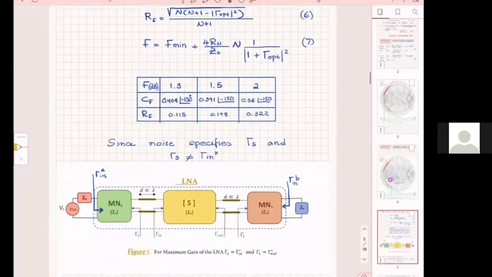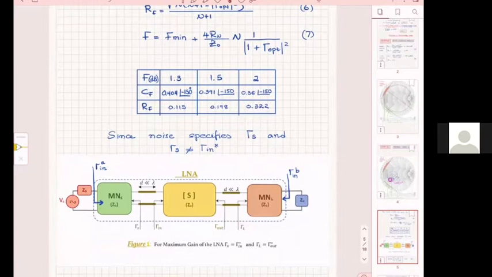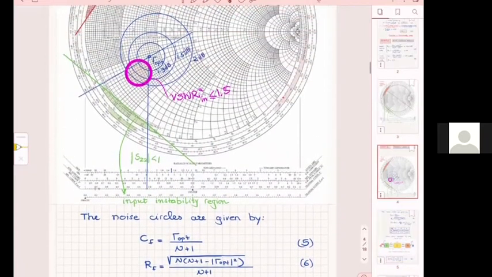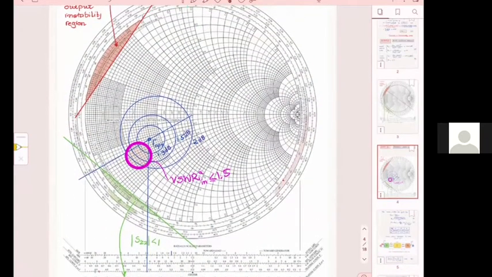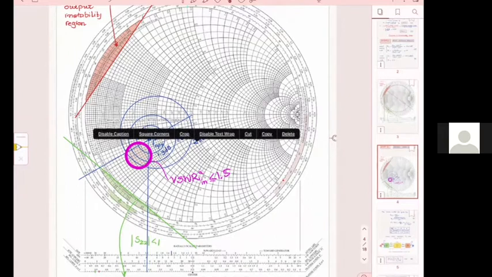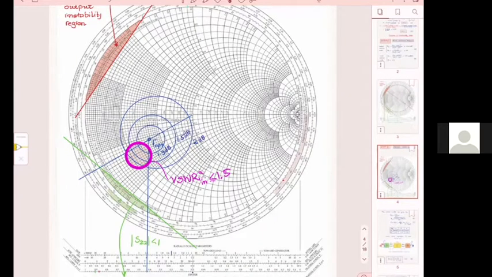Now I have those circles, and in fact, I put them here, the blue ones. You see I have the place for gamma optimum. You see the point, gamma optimum is here. It does not allow me to do that easily. So you see the gamma optimum point, and you see the circles: the smallest one is 1.3 dB, the other one is 1.5 dB, and 2 dB.